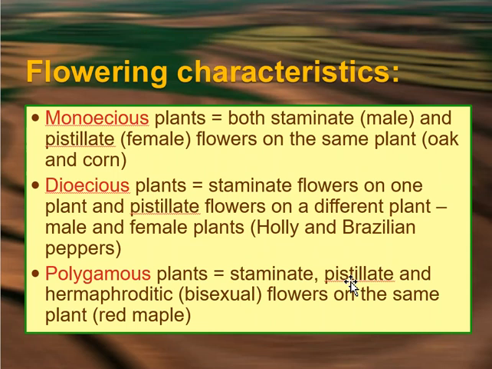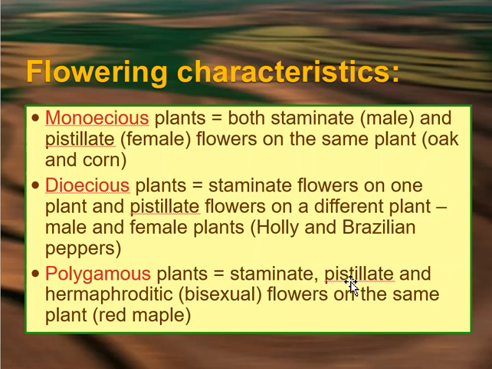So, flowering characteristics. Monoecious plants. They have both male and female flowers on the same plant, okay? So like your corn. They can do it all themselves. So, mono means one plant, both male and female parts on the plant, okay? So it's just one plant has both male and female parts.